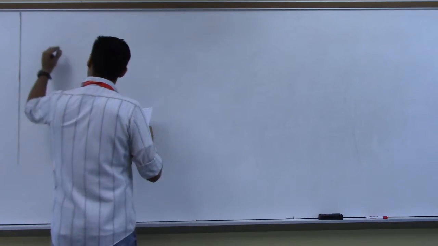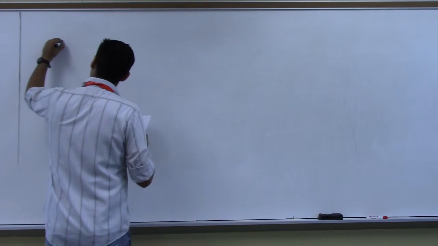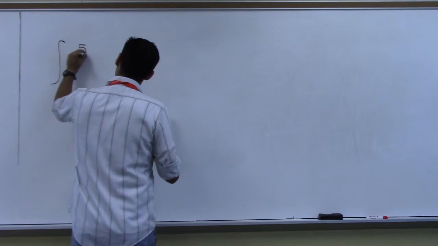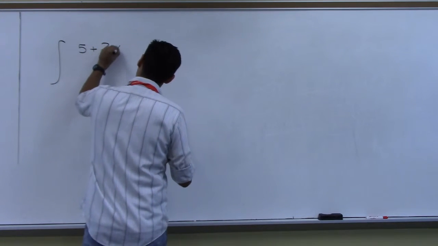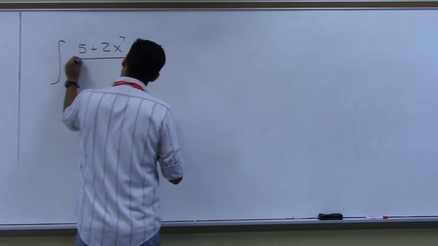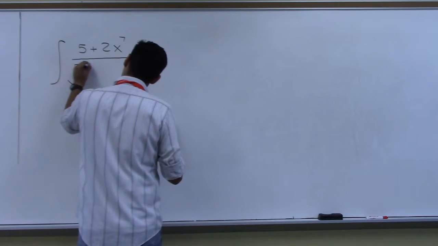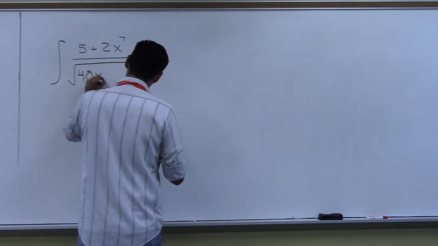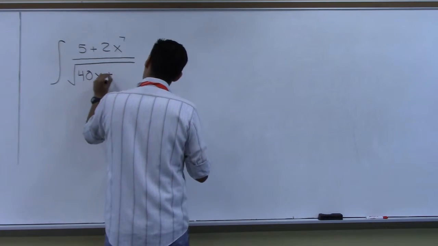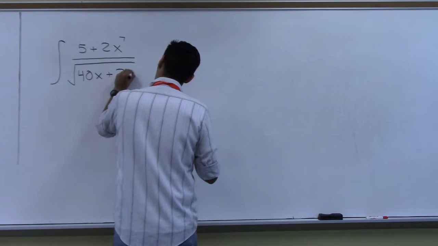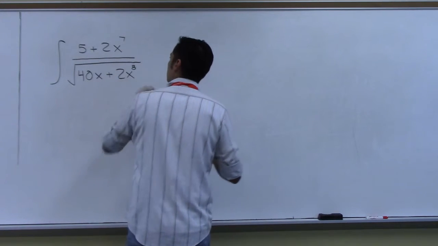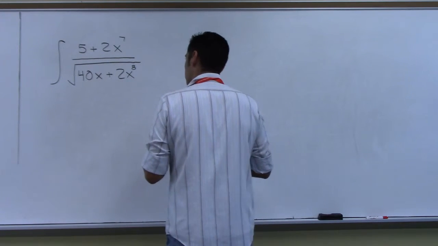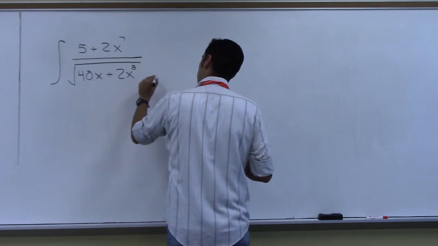First one, integral 5 plus 2x to the 7th over square root of 40x plus 2x to the 8th dx.